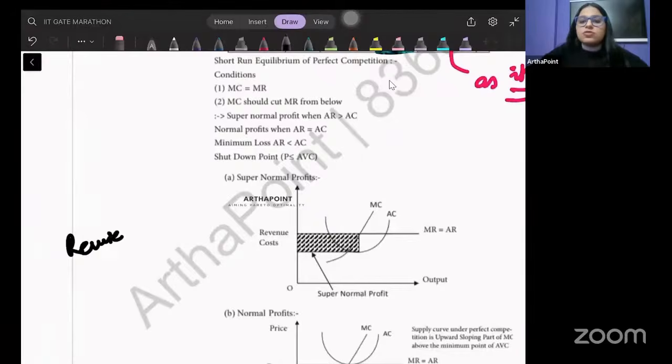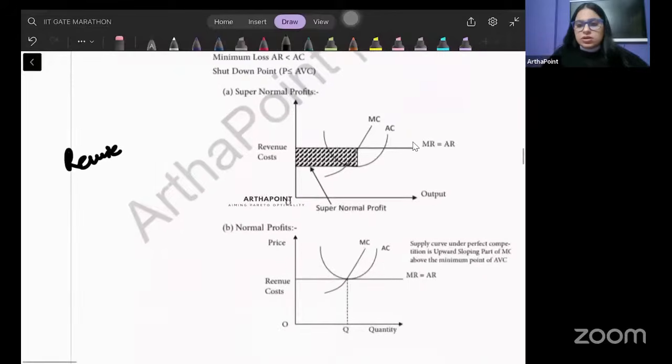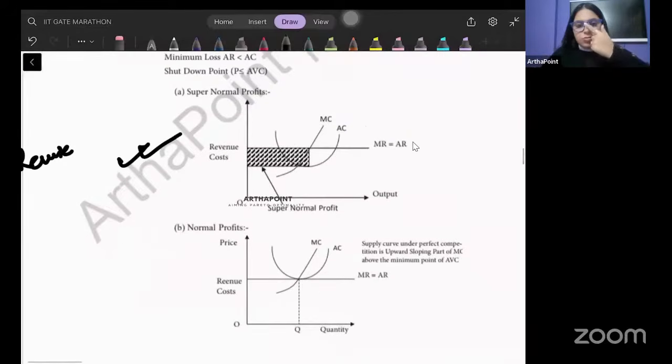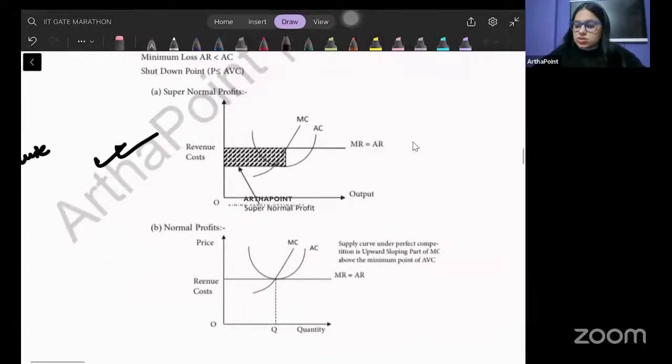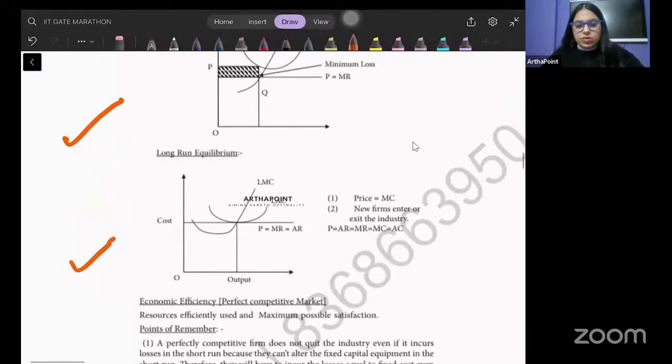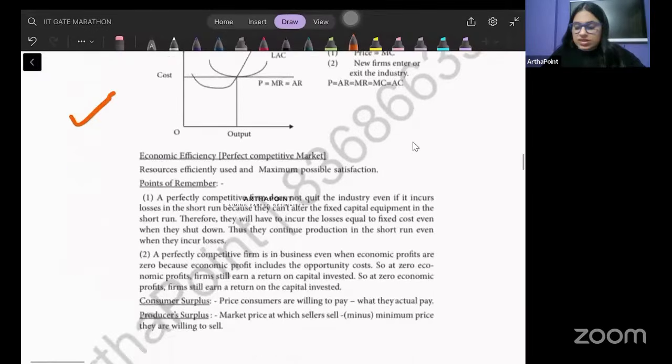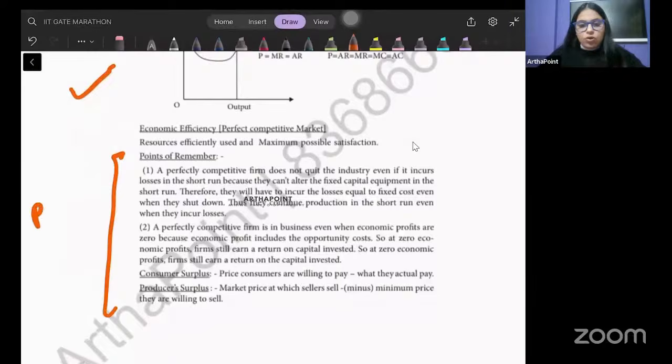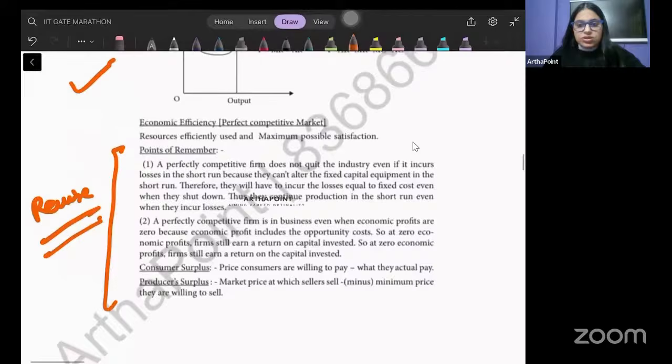But abnormal profits mean supernormal profit only, right? This is what it is. Supernormal profit. So this is what the diagram is. Please revise supernormal, normal, losses, and long run equilibrium. These are some of the points to remember, and I want you to revise these points. Everyone should be revising these points.